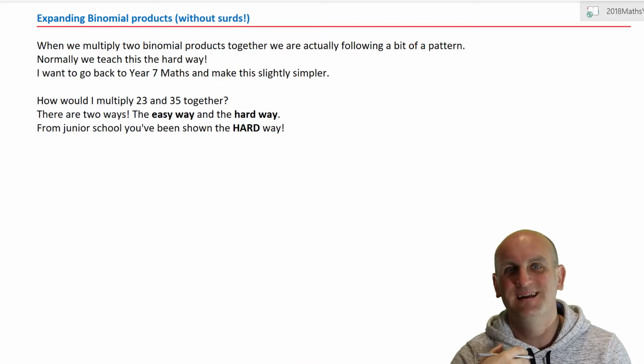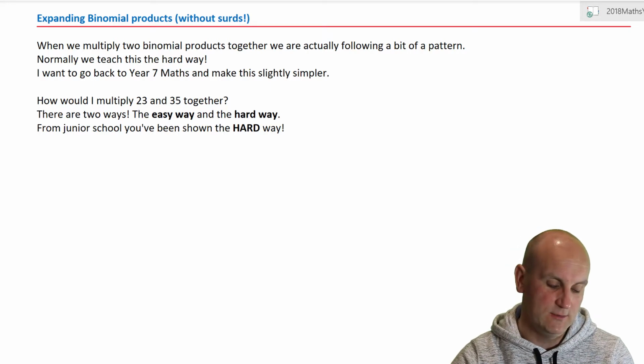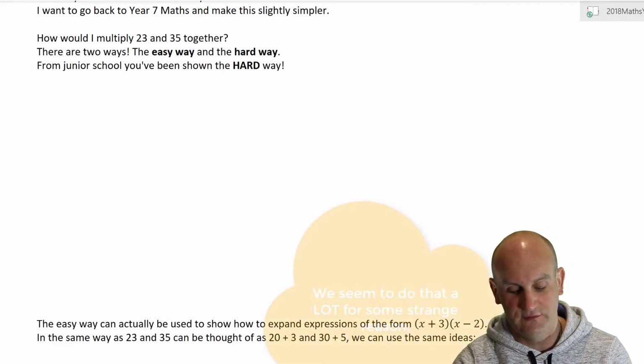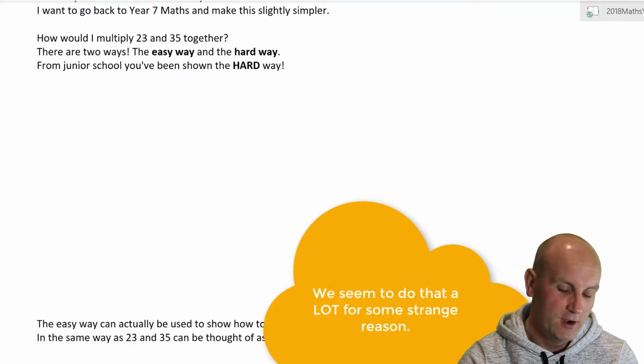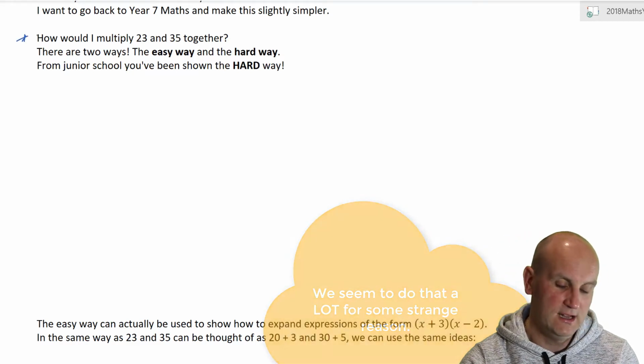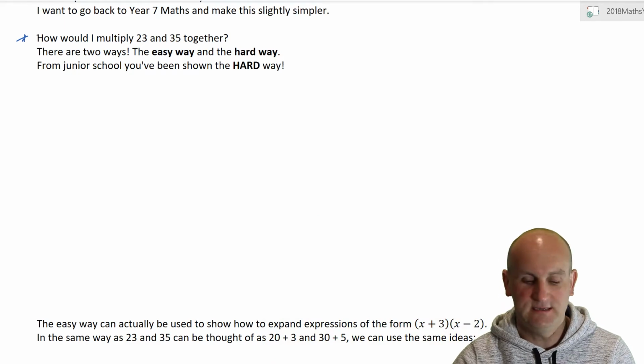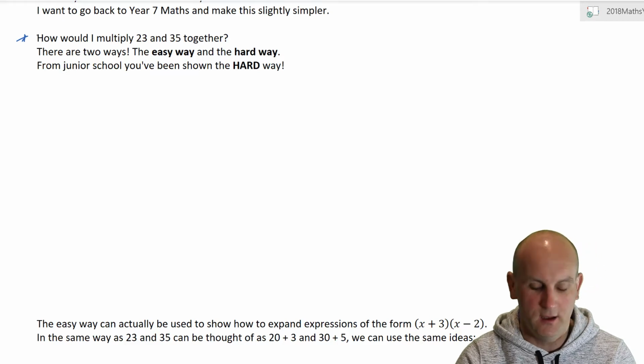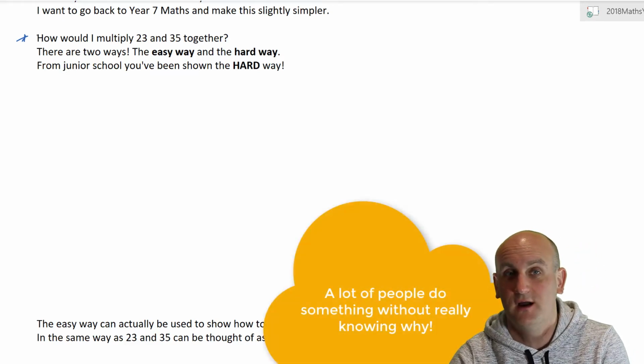But we can do it the hard way or we can do it the easy way. Now, when we were in year 7, we actually made things really challenging for you, and probably year 6, because we said, right, multiply 23 and 35 together. And I can guarantee, I've done this recently with a year 6 group, and chaos, absolute chaos. And I'll tell you why. There's an easy way and a hard way to do it. And in junior school, for some reason, we taught you the hard way.